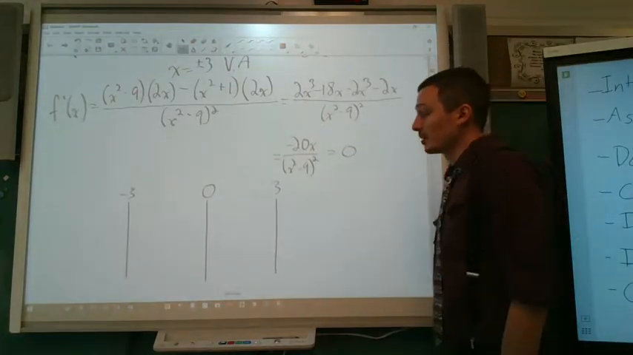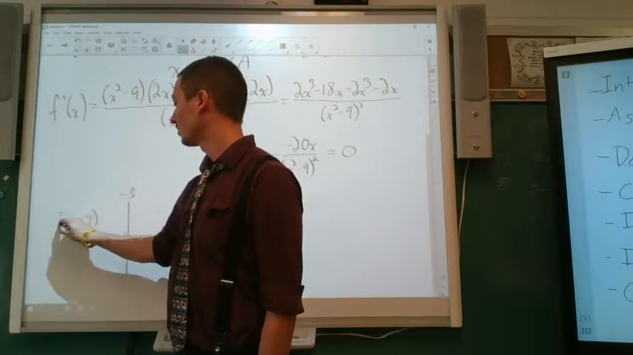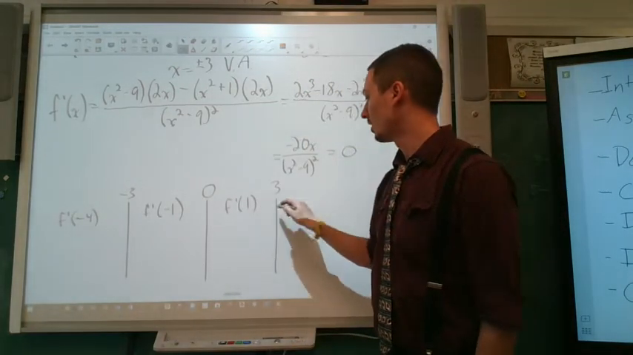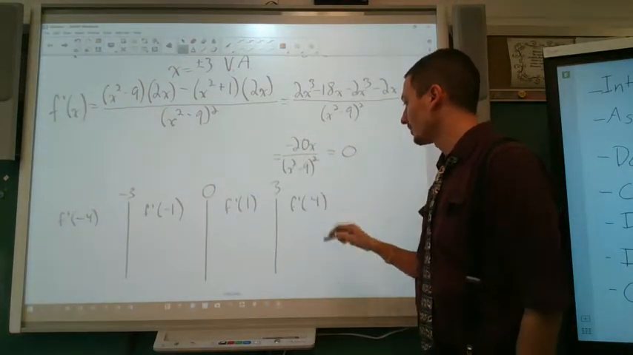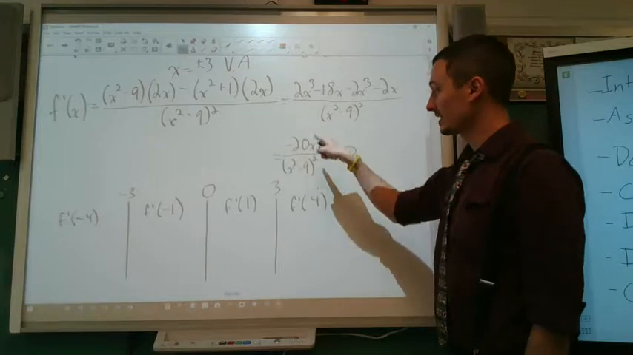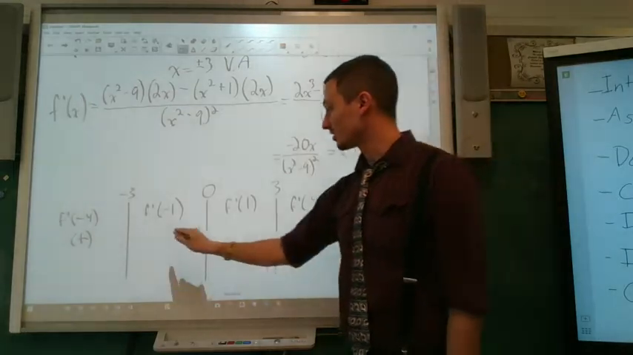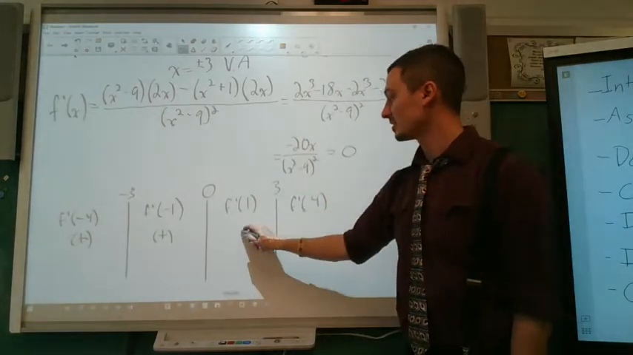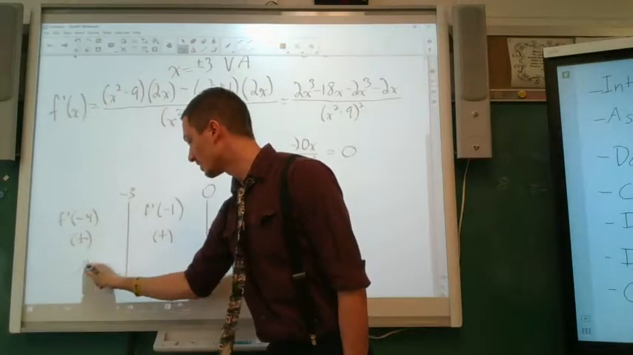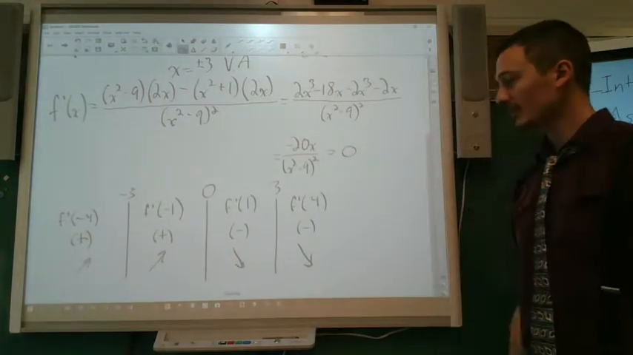So we need to pick numbers around, and so let's use f prime of negative 4, f prime of negative 1, f prime of 1, and f prime of 4. The denominator is always going to be positive. The numerator, if I take a negative times a negative, it's positive. So that means that's positive. Negative times a negative is a positive. Positive times a negative is a negative. And negative times a positive is a negative. So this function is increasing, and then increasing, and then decreasing, and then decreasing. Interesting.